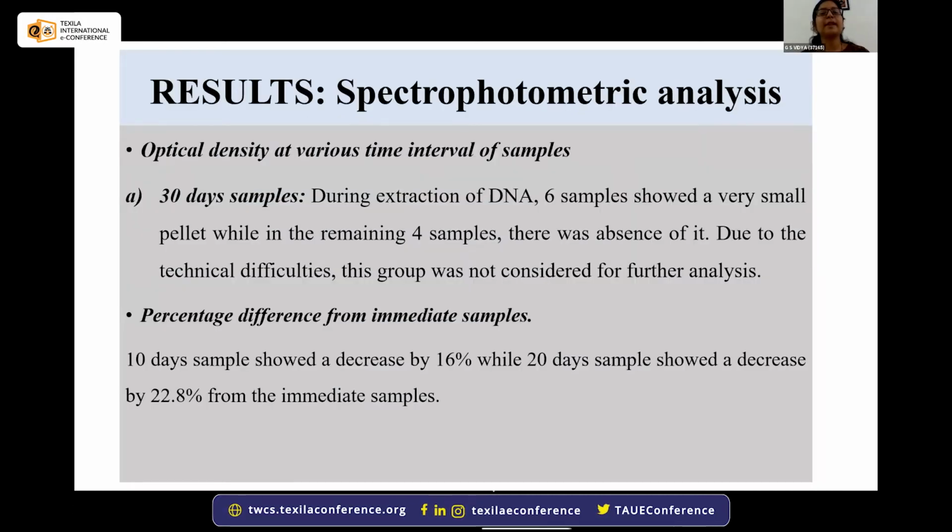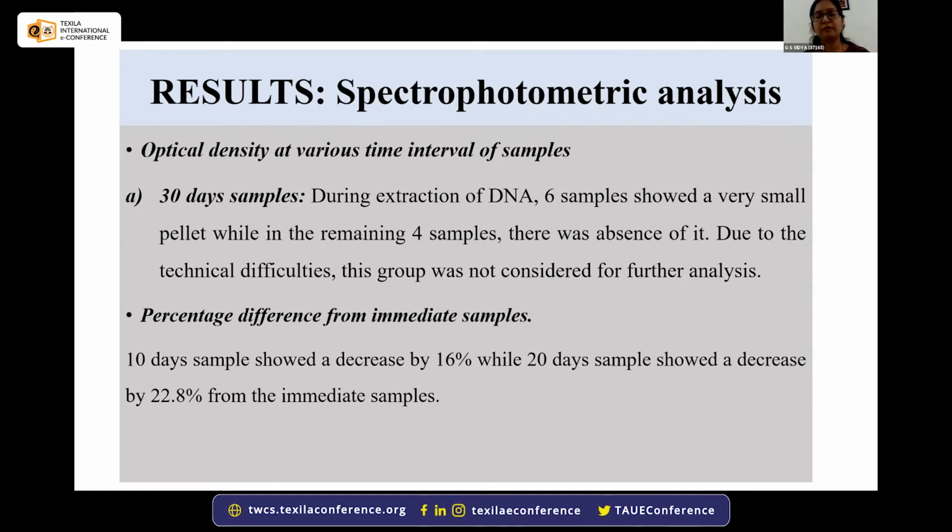Coming to the results, spectrophotometric analysis. When we measured the optical density at various time intervals, we extracted DNA from almost all the samples. But for the 30-day samples, the extraction of DNA was a task. Among the 10 samples of the 30-day group, 6 samples showed a very small pellet, and the remaining 4 samples did not show any pellet at all.